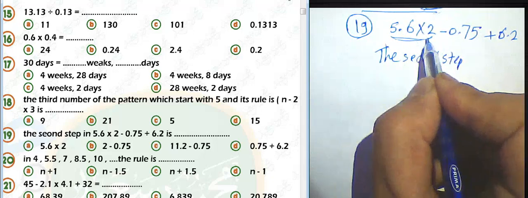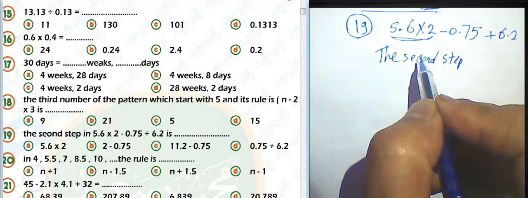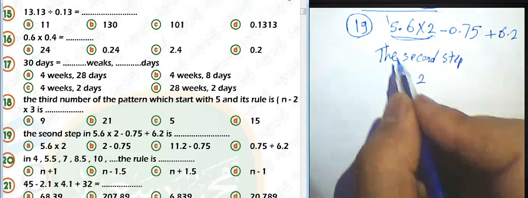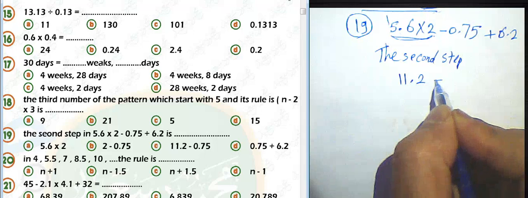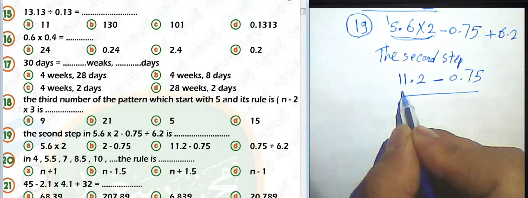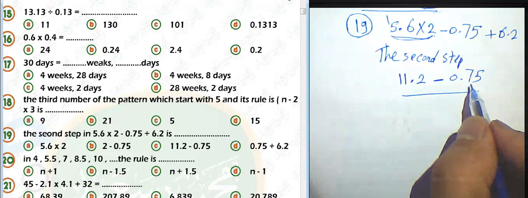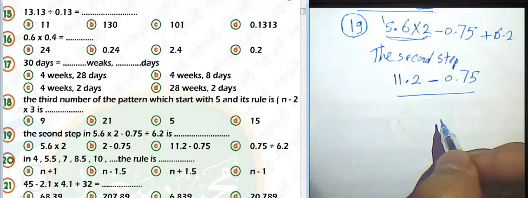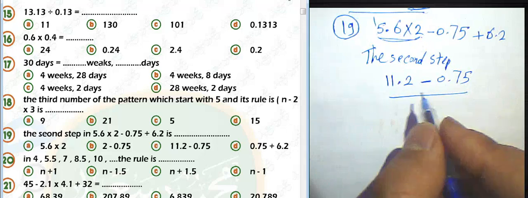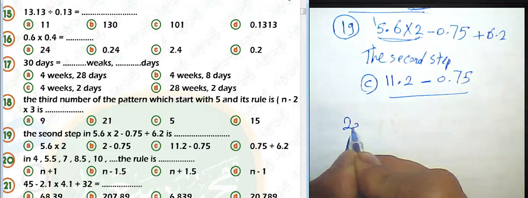First, we must find the result of 5.6 multiplied by 2. 2 times 6 equals 12, write 2 and carry 1, 2 times 5 equals 10 plus 1 equals 11. And in the next step, we must find the difference between 11.2 and 0.75. So we must choose letter what? Letter C. Letter C, okay? Letter C about question 19.